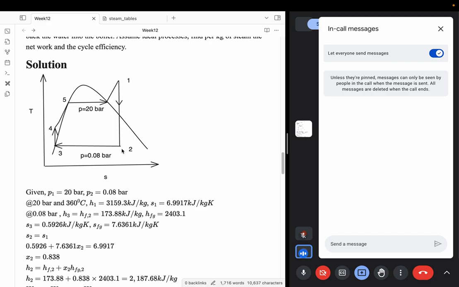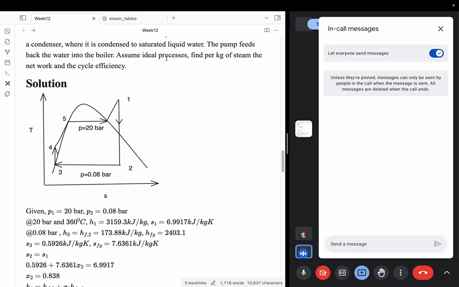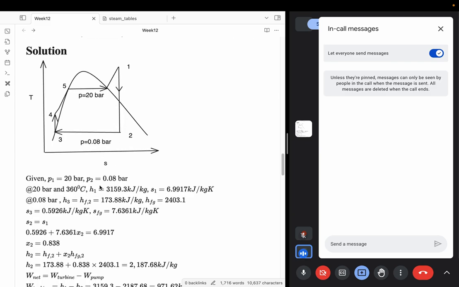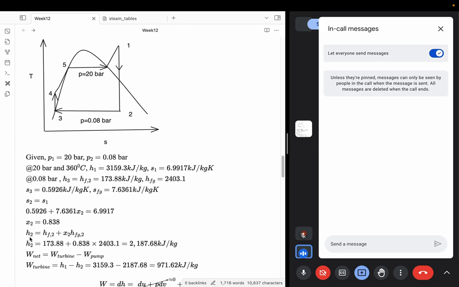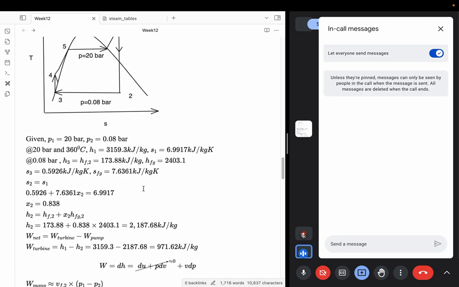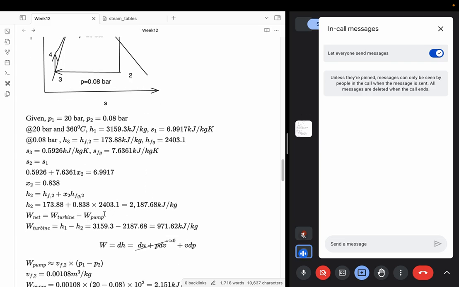Now I need to calculate the enthalpy at state 2. For that I need to know the dryness fraction here. So what I will do is assume an isentropic expansion, since it is given that we assume ideal processes from 1 to 2. So S1 equal to S2. S2 is basically SF plus X times SG minus SF. So from there you get the value of X2. Once I have X2, I can calculate H2 as HF2 plus X times HFG. So once I have H1 and H2, I can directly calculate the work done.